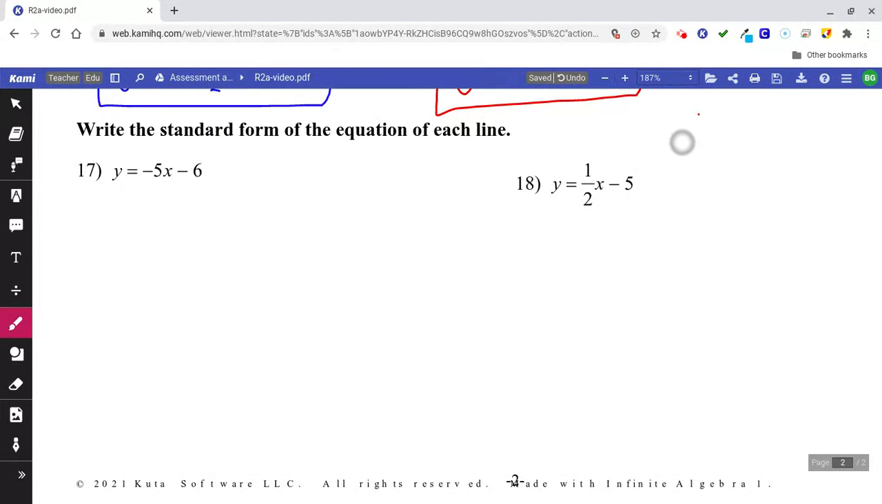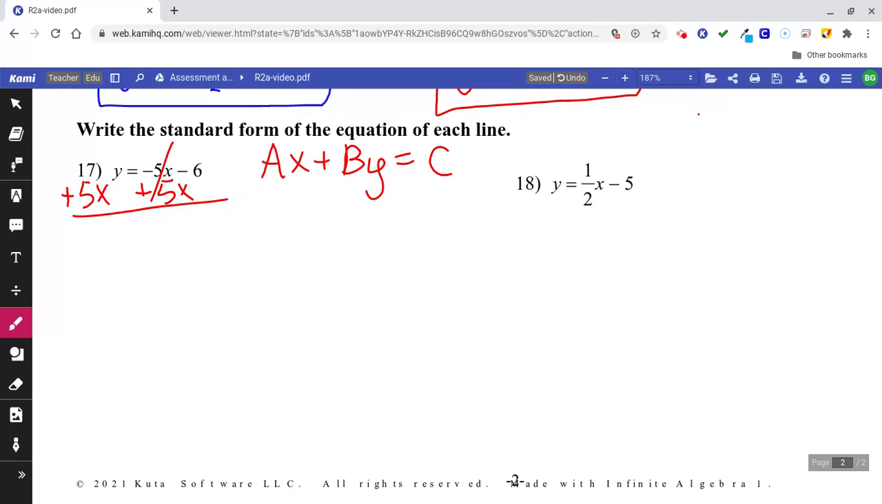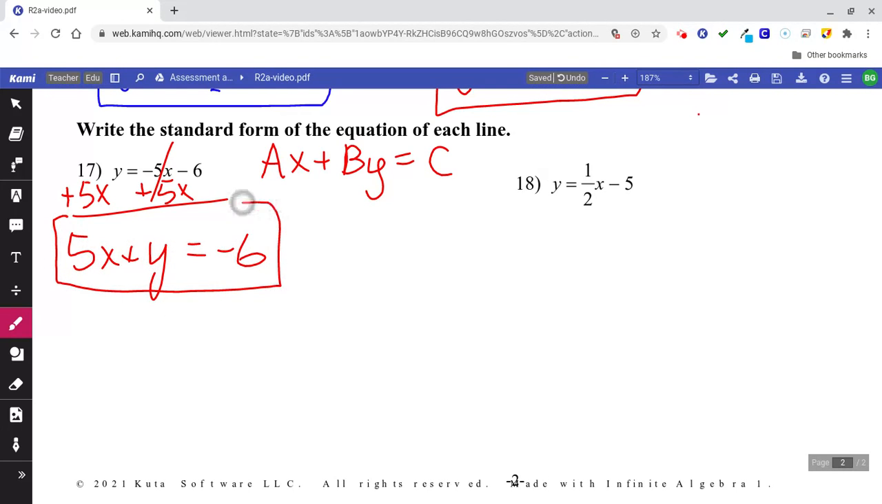Number 17, write the standard form. Remember, standard form is this one, ax plus by equals c. So we just need to make them look like that. Well, 17 is pretty simple because all I need to do is move that 5x over. So add the 5x to cancel on the right and move it to the left. We've got 5x plus y equals -6. That's all there is to it. That's standard form. Next one.